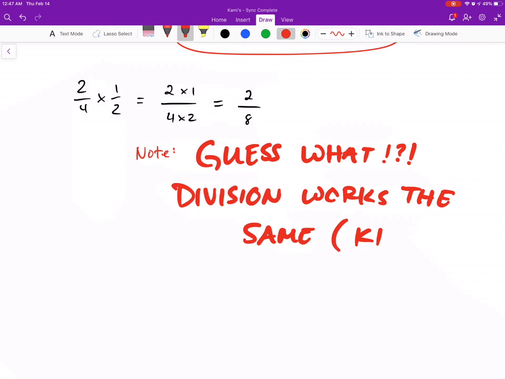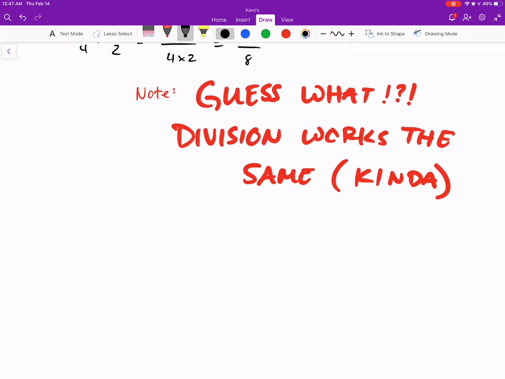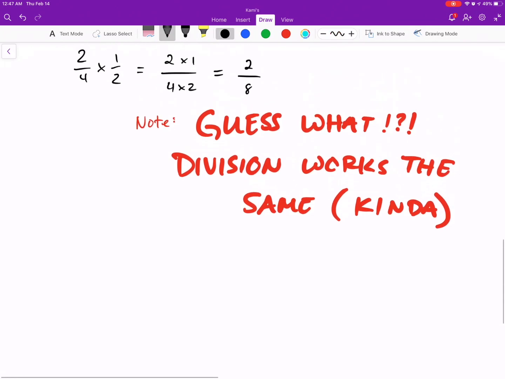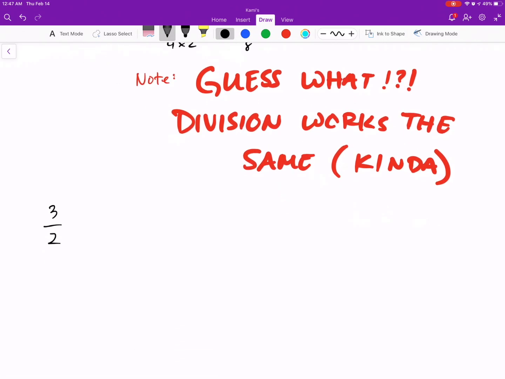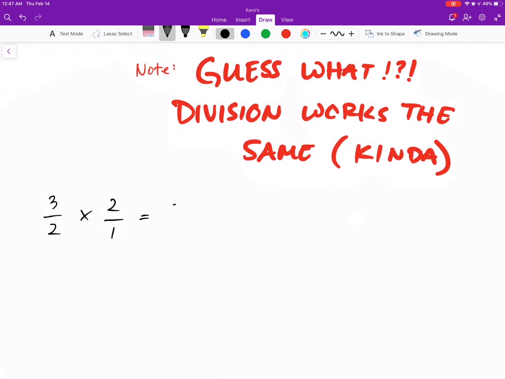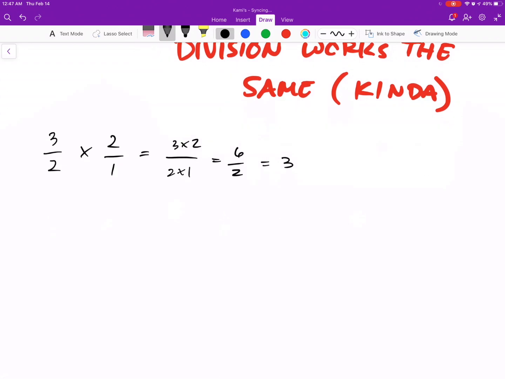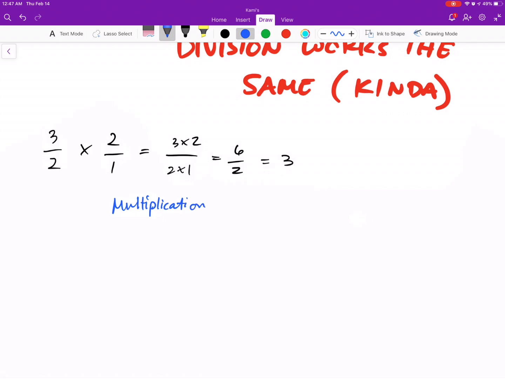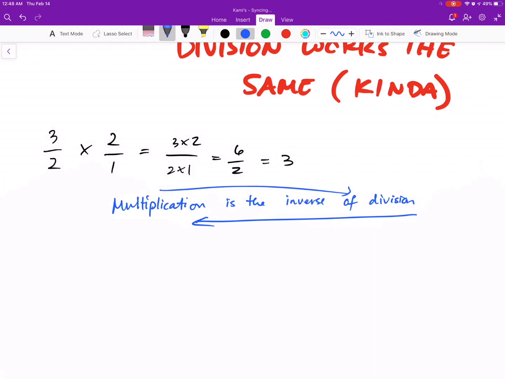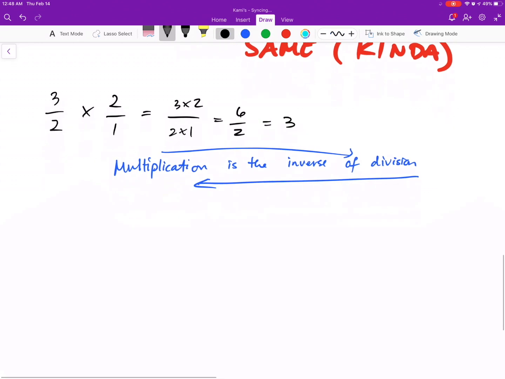But we need to know a rule. So, let's say I had 3 over 2 times 2 over 1. This is just 3 times 2 over 2 times 1, which is just 6 over 2, which is 3. Alright, so we must know that multiplication is the inverse of division. And read it both ways: multiplication is the inverse of division, and division is the inverse of multiplication. So we're going to need to know this to learn how to divide.